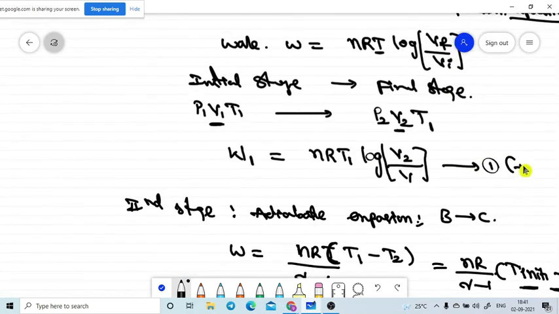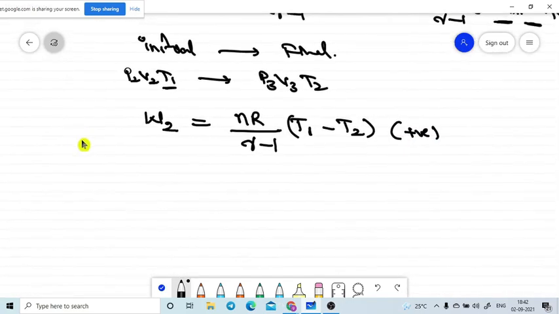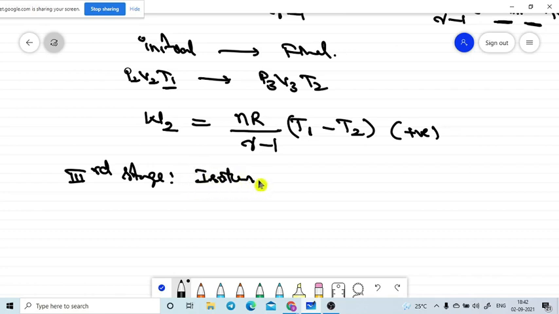Are you getting or not? So the system is doing the work, and that's why we will consider it as positive. Now we will go to the next one, the third stage. Third stage means it is the isothermal compression.